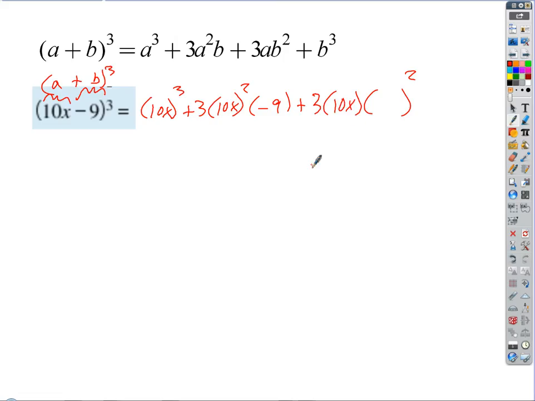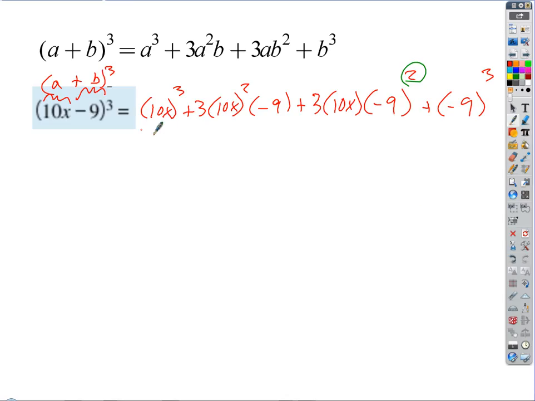Third term. So I'm going to get 3 times a to the 1, so 10x to the 1, times negative 9 squared. What's the sign of the third term going to be? Positive, right? Because I'm taking the negative 9 and squaring it. So that's positive 81, isn't it? And then finally, we're going to get b, which is negative 9 cubed. Well, a negative number to an odd power is negative. Right, so you're going to get this oscillating pattern where you get positive, negative, right? But let's just see what we get.